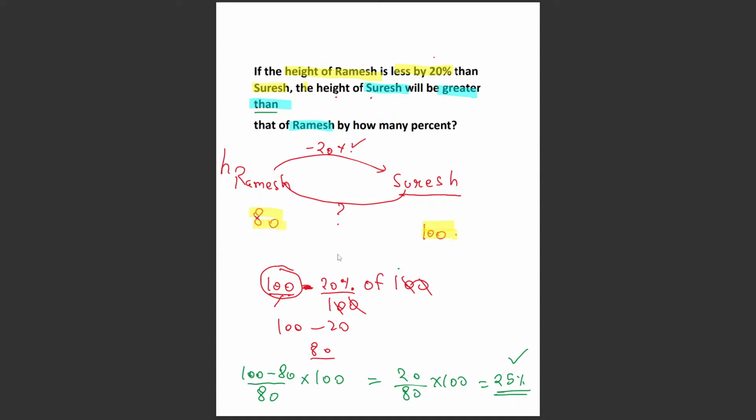We are just revising right now. Those who joined just now, we are just revising the previous part. Now that we calculate over here, we are getting 25%.